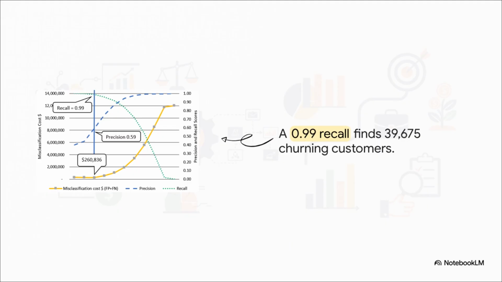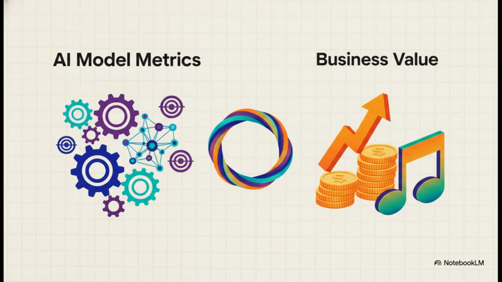Furthermore, armed with this really solid data, you can justify to management that $260,836 is a highly cost-effective solution compared to, well, doing nothing, and losing an estimated $11 million in customer lifetime value. So, by running simulations and calculating costs, such as misclassification costs, you successfully bridge the gap between AI model evaluation metrics and actual business value.